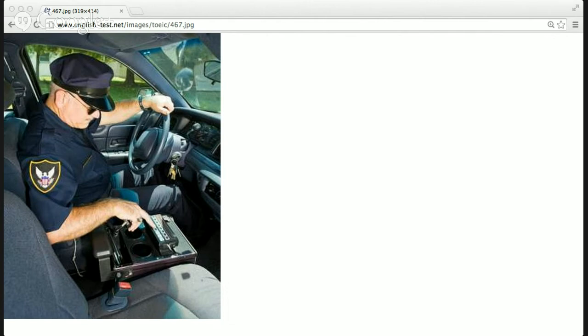I see the mirror in that picture. Okay. The mirror of the car. Yes, right here. Yes, and I see the keys. The keys. Yes, a lot of keys.